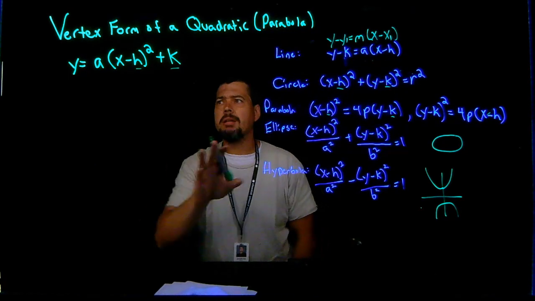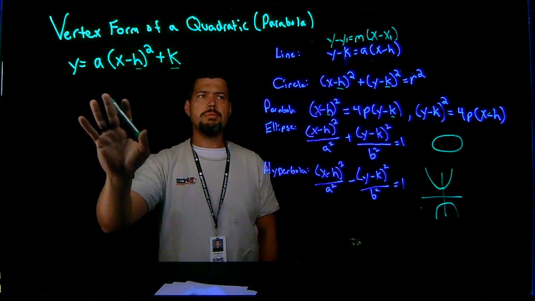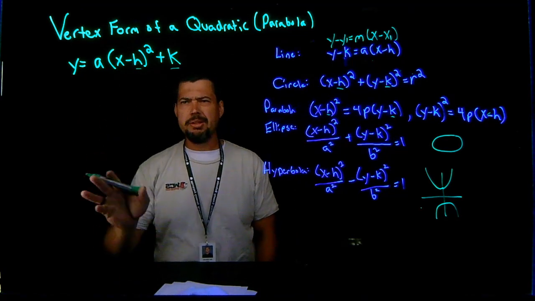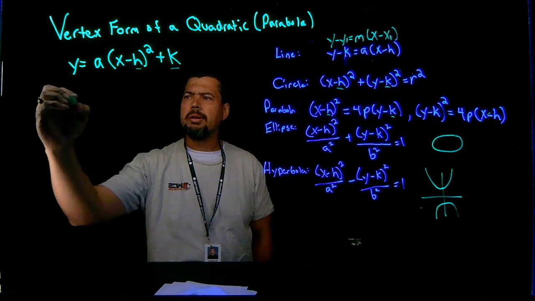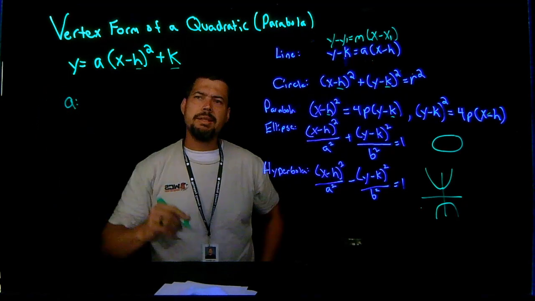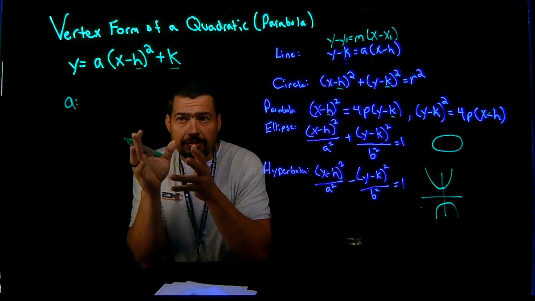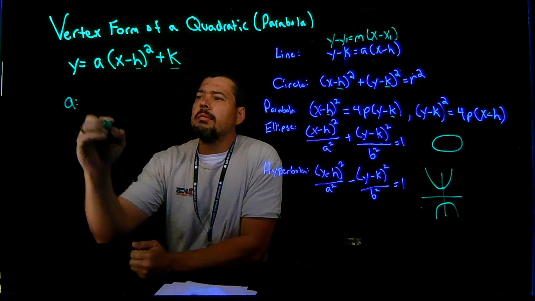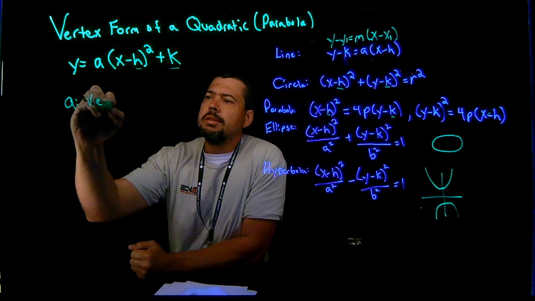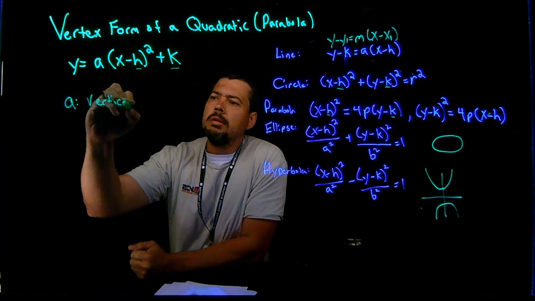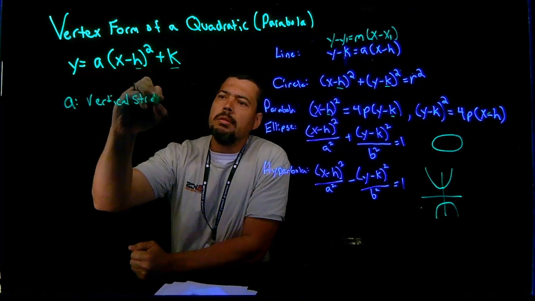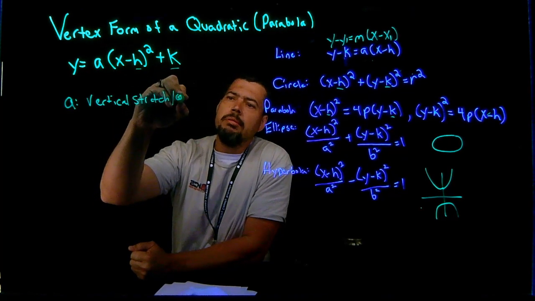Now, let's talk about all these things in vertex form. It's one of the first things we talk about in Algebra 2. I might do absolute value first, but I don't know. A is technically the scale factor. A lot of times we refer to it as the vertical stretch or compression.